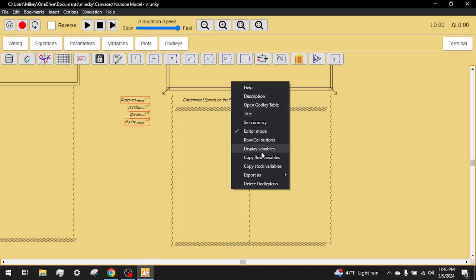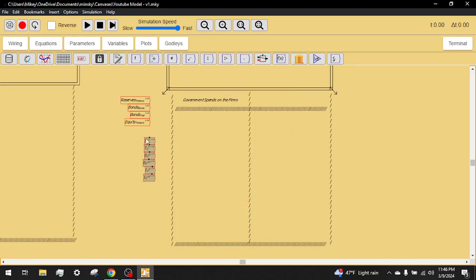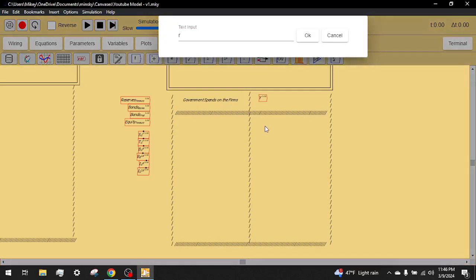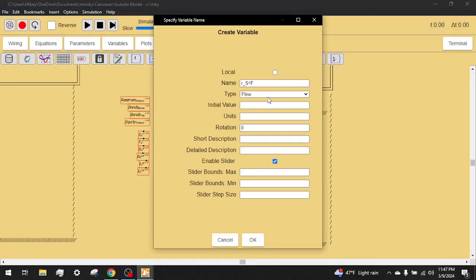I am going to say that the government spending on the firms is going to be some percentage of GDP, which we defined in the previous video when we set up the private sector economy. So I'm going to bring over the GDP, and I'm going to define a new parameter, which is going to be the rate of spending on the firms. This is going to be a ratio, some fraction of the GDP.